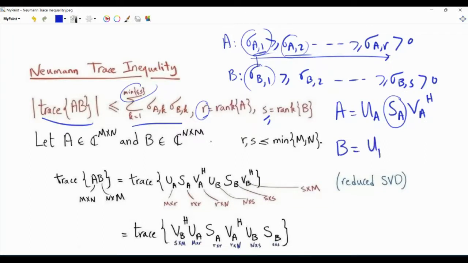And for matrix B we have the same story, but now this is a diagonal matrix of size S by S, and it has those singular values on its main diagonal. The columns of matrices UA, VA, UB, and VB are orthonormal. For example, if you focus on UA, the L2 norm of each column is equal to 1, and if you pick two distinct columns, their inner product will be exactly equal to 0. Okay, so we'll use the reduced SVD to represent A and B.